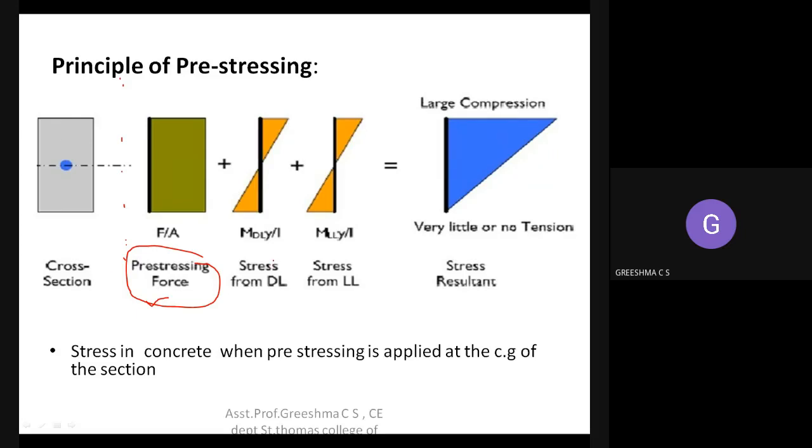Applied load means there will be live load. Live load is applied load, plus you have to consider the dead load also. So this is the stress due to dead load, and this is a stress diagram due to live load. So these stresses are developing in a concrete section during pre-stressing. This is very important. You have to study this diagram, and at the same time, you have to study the equations also.